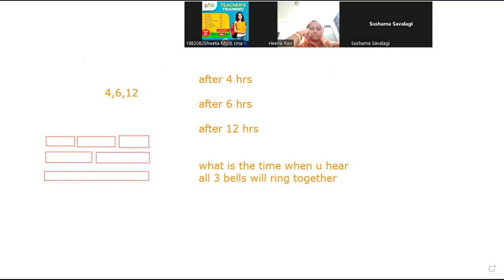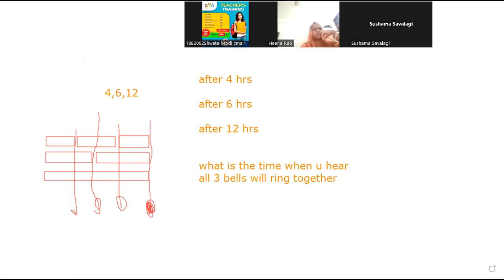Okay. So one bell you will hear, after here you will hear one bell, and then one bell you will hear, and then at this bell, here you will hear all the 3 bells ringing together. So that is the LCM. Now what is the HCF of this 4, 6 and 12? 2.